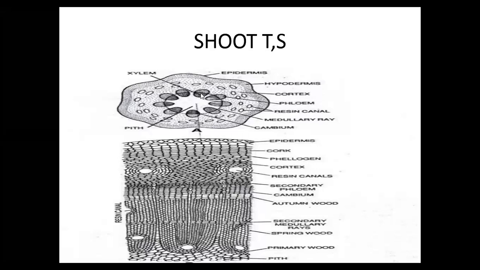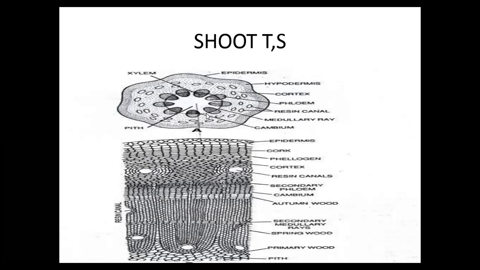Between two vascular bundles, medullary rays are present. The medullary rays help in the secondary growth. Later we will discuss how they participate in the secondary growth of Pinus. At the center region, medulla is present. Parenchymatous medulla, also called pith, is filled with storage food material. See children, up to here we discussed the primary shoot TS.